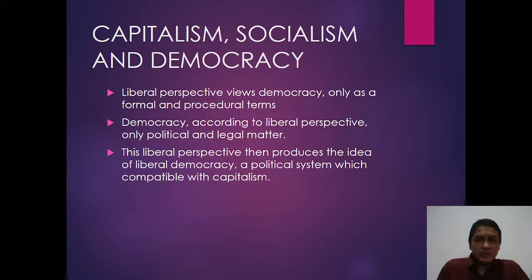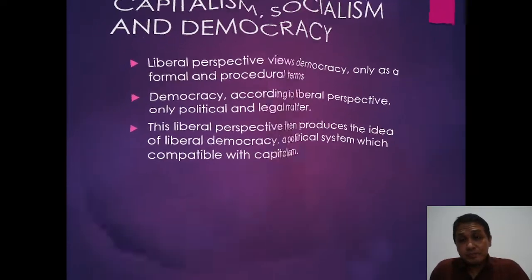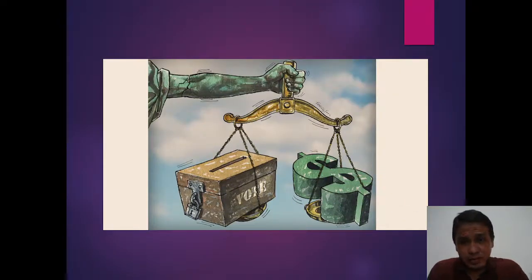Okay, liberal perspective views on democracy. According to the liberal perspective, democracy is only a formal and procedural term, and only a political and legal matter. This liberal perspective then produces the idea of liberal democracy, which is a political system compatible with capitalism. This is the picture that symbolizes liberal democracy and capitalism. The vote could be bought with dollars or with money. The richest could win the election because they have more money than others.